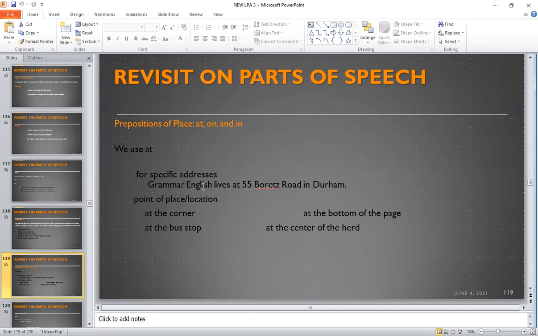Okay, for specific addresses, this is a sample. Grammar English lives at 55 Buretts Road in Durham. For a point of place or location, at the corner. It's not in the corner, it's at the corner. At the bus stop. It's not in the bus stop or on the bus stop. At the bottom of the page, talking about a book. At the center of the herd. So they're talking about a specific place or location, at.